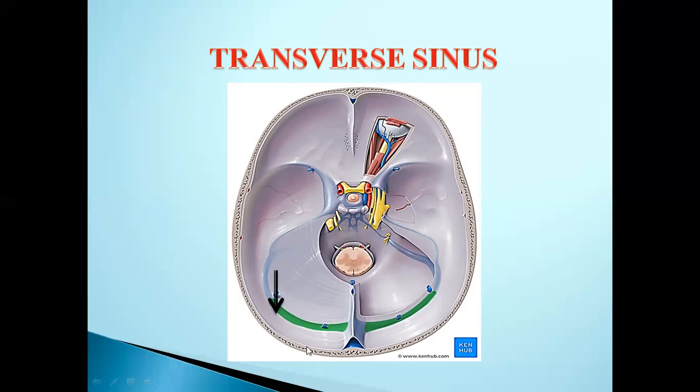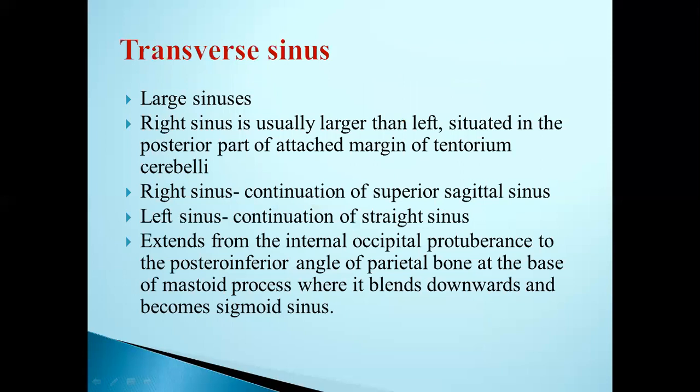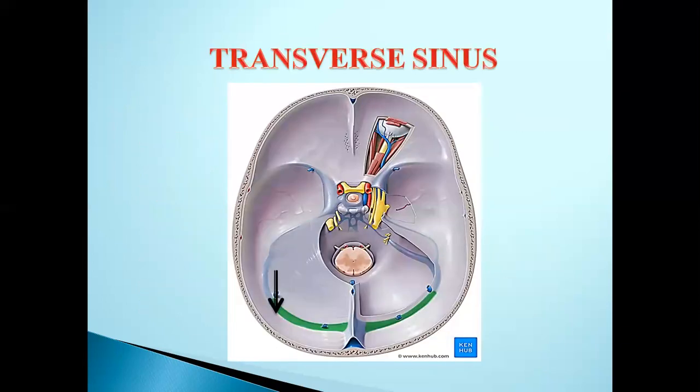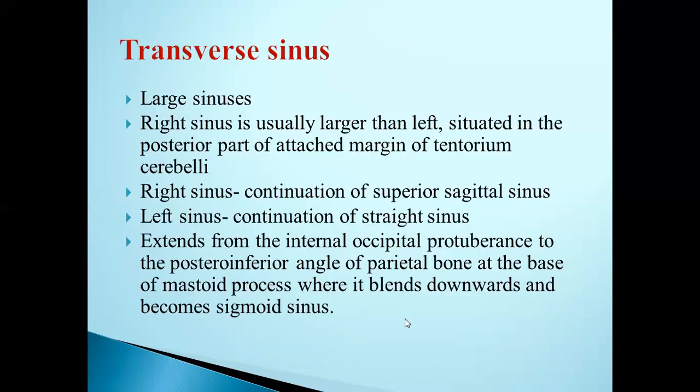Next is our transverse sinus. So this green color area you can see is a transverse sinus. So we have already seen this is a sinus with the continuation of superior sagittal sinus. So this is a large sinus. Right sinus is larger than left. It is situated in the posterior part of attached margin of tentorium cerebelli. So here you can see in the posterior part of tentorium cerebelli. This is cerebri, lower down is cerebelli.